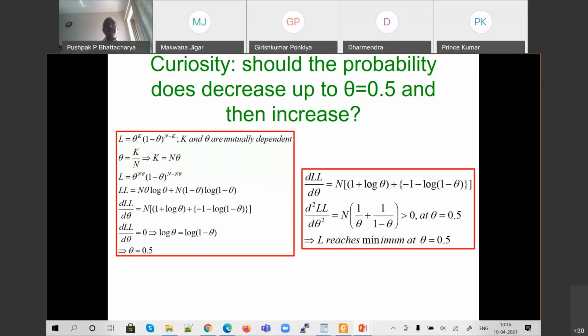So as k varies, the extremum is reached at k equal to 5, or correspondingly theta equal to 0.5. So the extremum is at theta equal to 0.5. But is this a minimum? So again, appeal to calculus. d square LL d theta square, take the second derivative. The first derivative is n into this quantity. The second derivative comes out to be n into 1 by theta plus 1 by 1 minus theta. Now theta is 0.5. So this quantity is positive. So the second derivative is positive. So at theta equal to 0.5, we reach an extremum. And not only is this an extremum, this is also the minimum point.